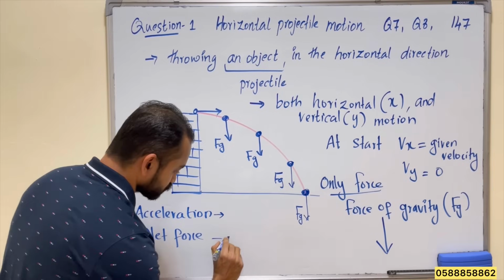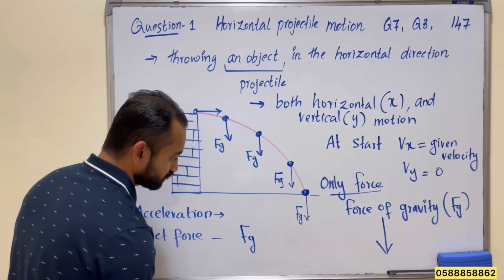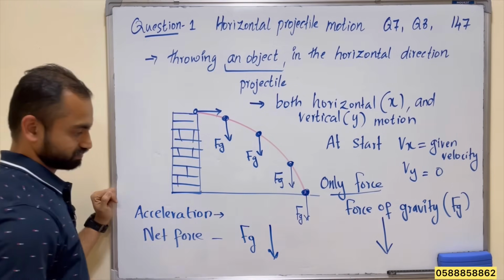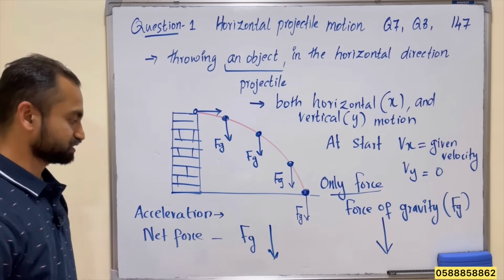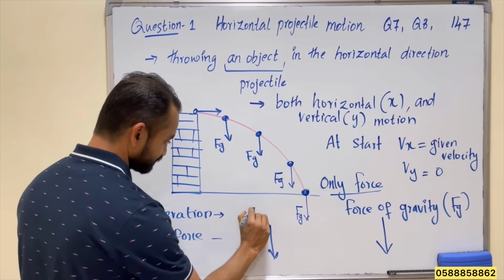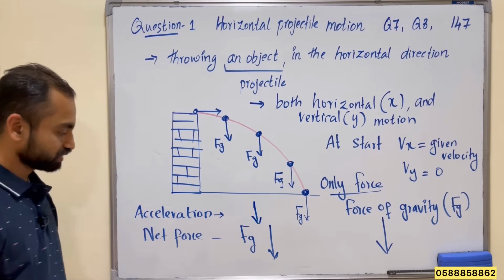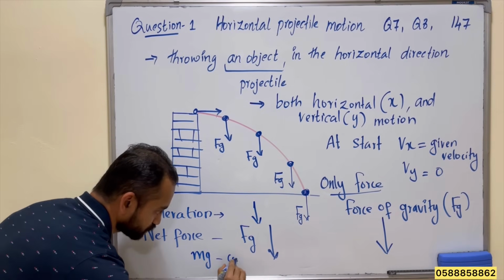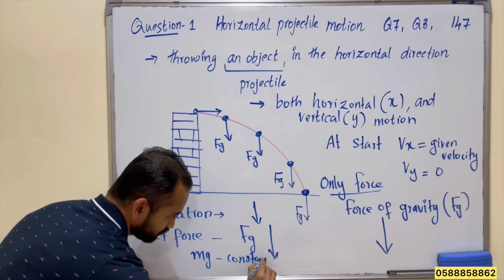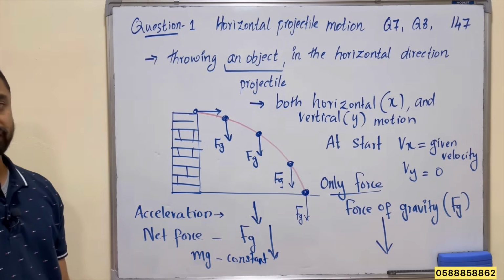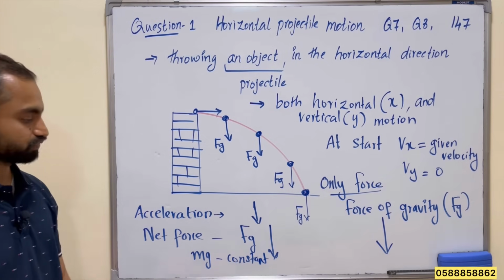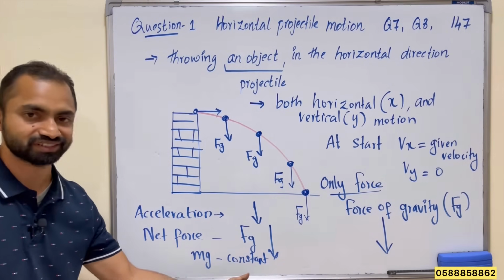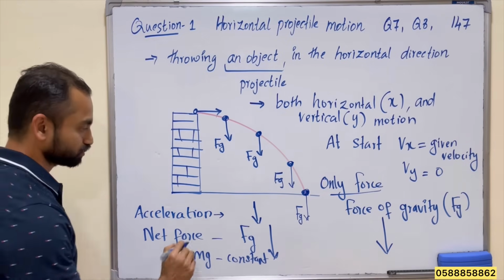What is the net force here? Net force is force of gravity. In which direction? Downward. So if net force is downward, acceleration in which direction? Acceleration also downward. We know that net force, meaning force of gravity mg, is constant. Acceleration is the product of net force. If net force is constant, acceleration will also be constant.